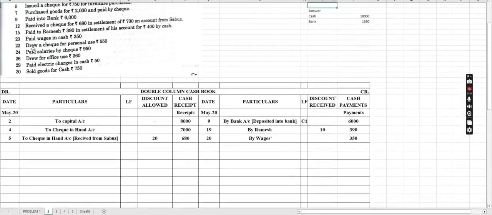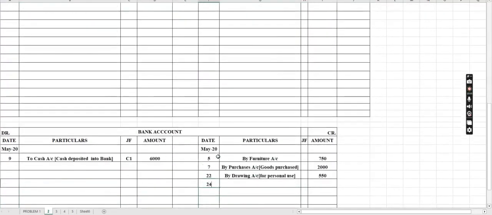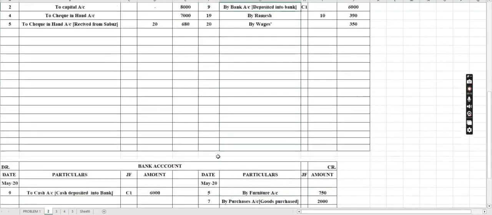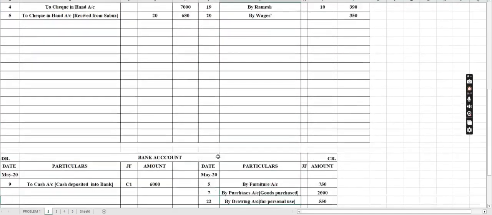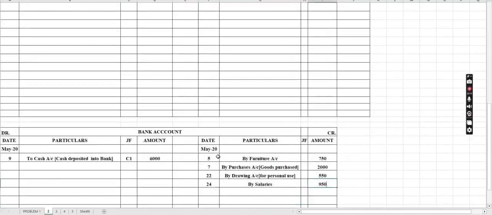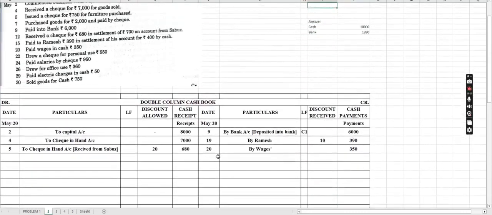We will go on to the next transaction. On 24th, paid salaries by check. Check means bank account. On 24th, payment is made for salaries. How much? 950 rupees. A check is issued to pay the salaries on 24th. Okay, done. Next. Drew for office use.